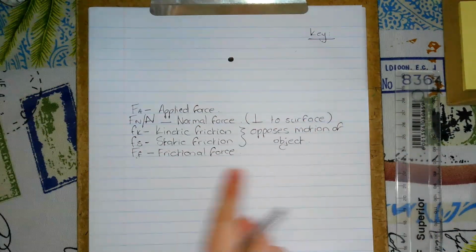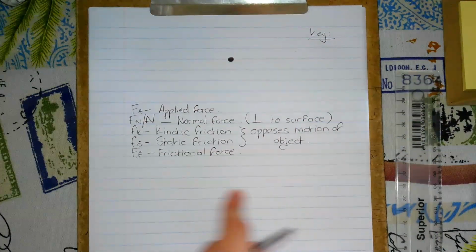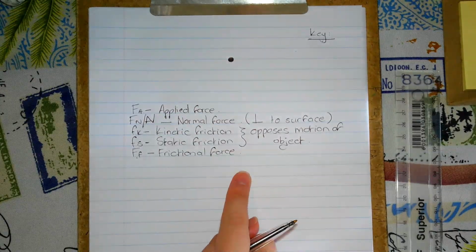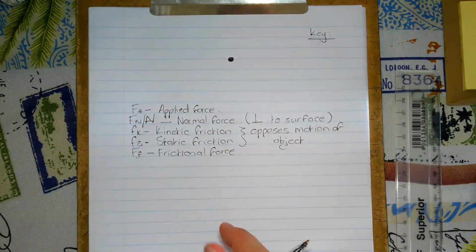So what I mean is if the object is moving to the right, friction will be to the left. If the object is moving up, friction will be down. It's opposite to where the object is actually moving.